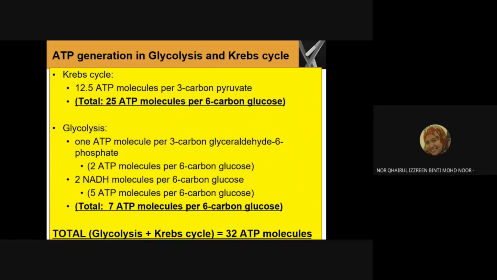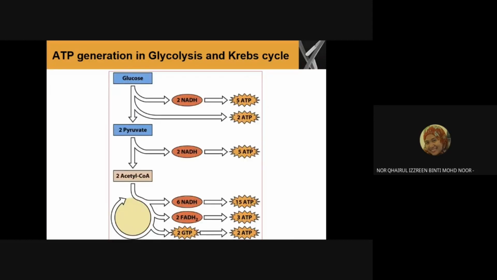So when we add up glycolysis and Krebs cycle together, they produce 32 ATP molecules. So this is how ATP is generated in glycolysis and Krebs cycle. The glucose molecule produces 2 NADH, and from 2 NADH, we produce 5 ATPs. And at the end of glycolysis, we produce 2 pyruvate molecules. So from 2 pyruvate molecules, we have 2 NADH, which is equivalent to 5 ATP.